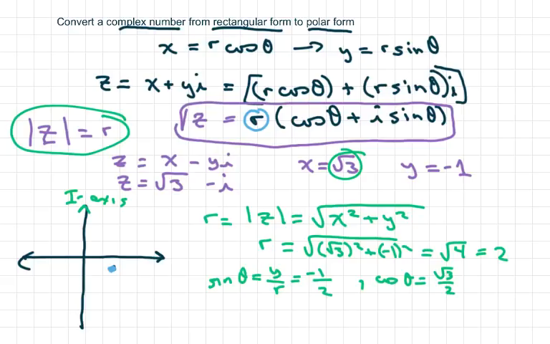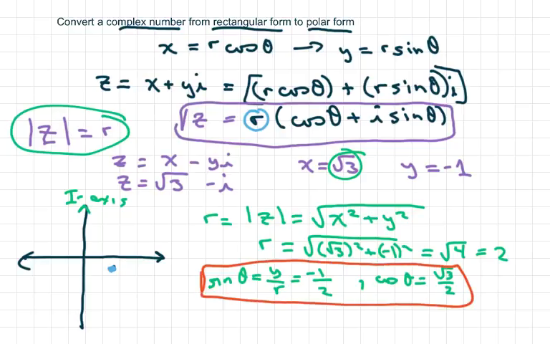Well, the angle where both of these are true, it's in quadrant 4. Again, we already know we're in quadrant 4. So theta has to be 11 pi over 6, because that's where this is true.